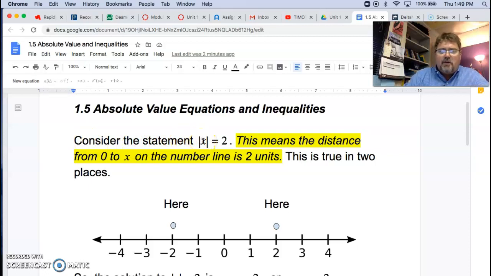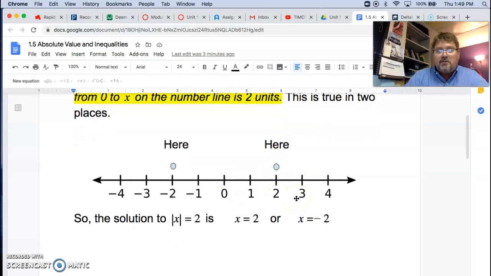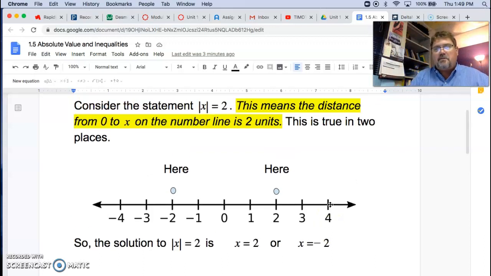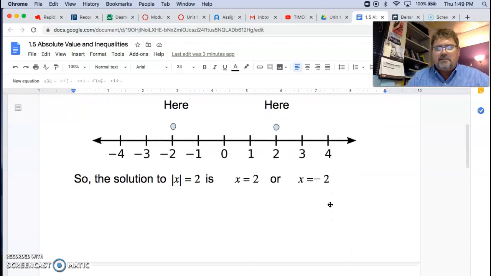The absolute value of x is 2. This means the distance from 0 to x on the number line is 2 units. This is true in two different places. The distance from 0 is 2 units that way, and it's exactly 2 units that way. That's why there are two solutions for this equation. I'm not trying to race through this, but that's the logic, and we'll apply it to inequalities pretty soon too, and you'll see how this can be something you really don't have to memorize so much.